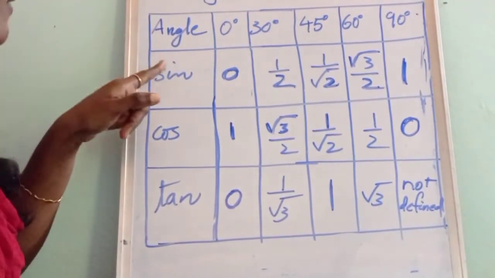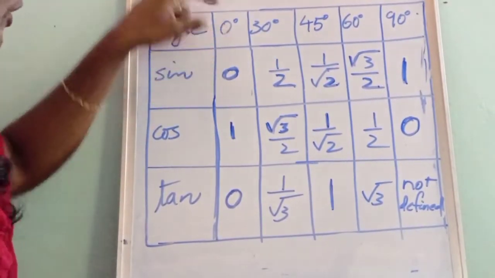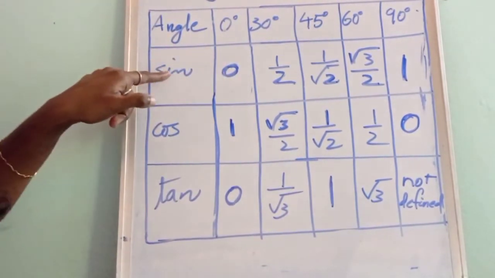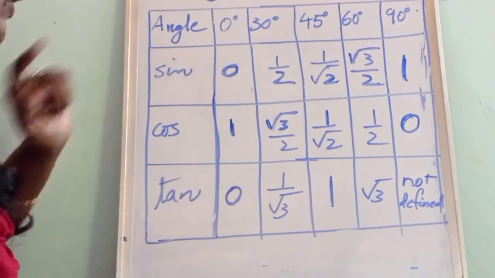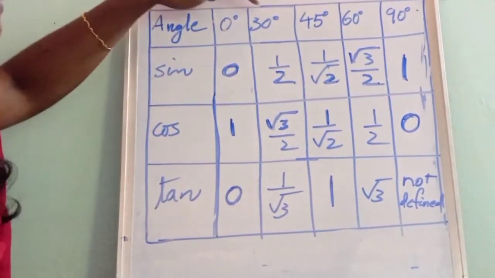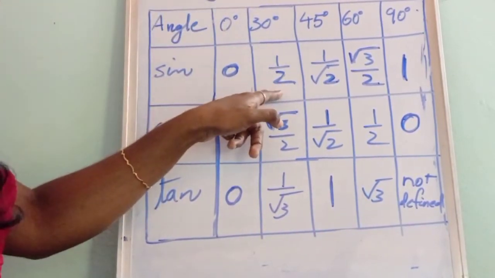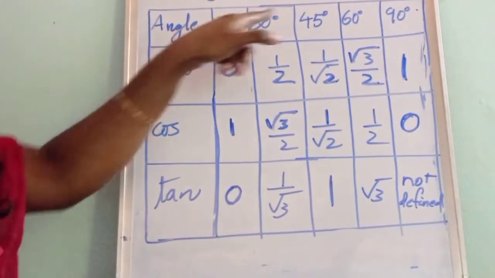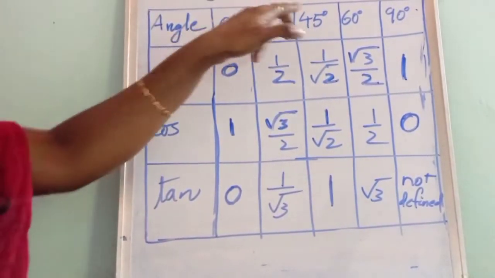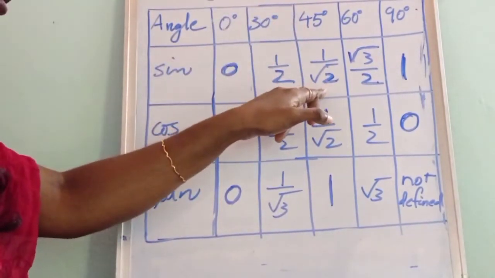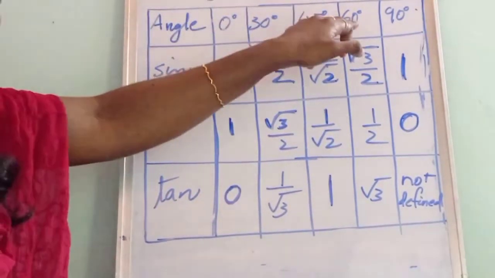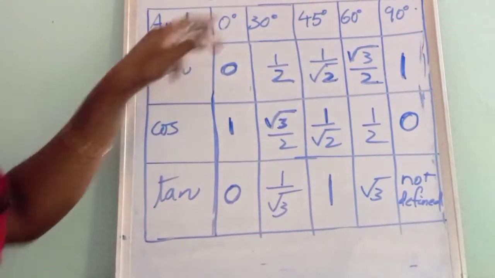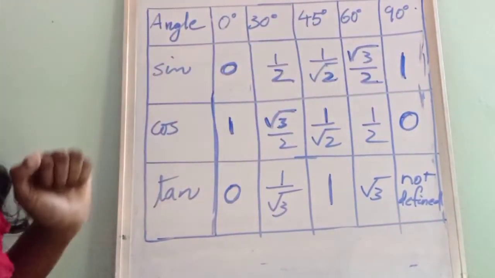Here we can represent sin 0. What is the value of sin 0? That is 0. Then what is the value of sin 30? Actually it is 1 by 2. Then sin 45 is 1 by root 2. Then the value of sin 60 is root 3 by 2. Then the value of sin 90 is 1.